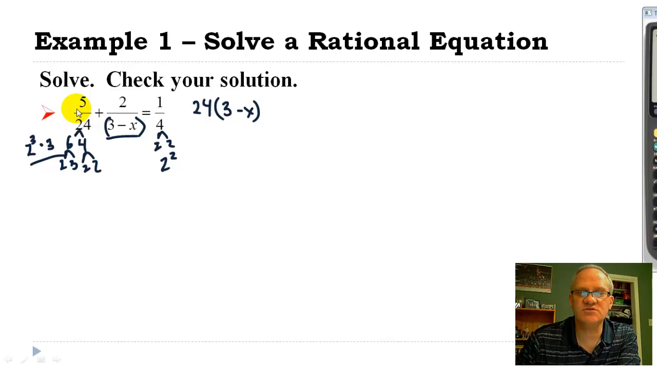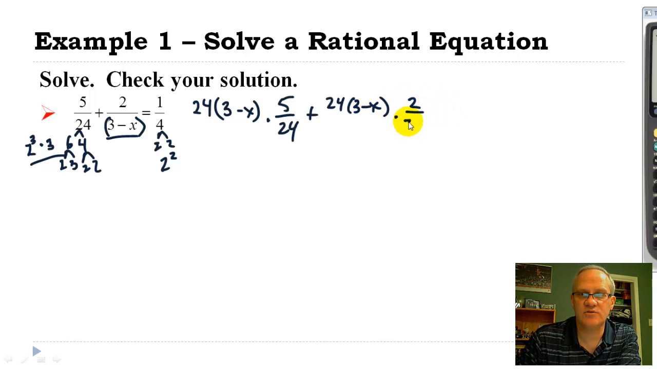Now here's what's going to happen. I'm going to multiply each one of these fractions by the least common denominator. So I'm going to take 24 times 3 minus x times 5 over 24. Then we have plus, and I'm going to take 24 times 3 minus x times this fraction here, 2 over 3 minus x, think of that as being in parentheses, equals, and then we've got the 1/4, and times 24, 3 minus x.